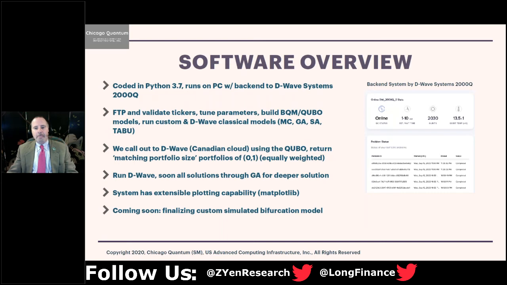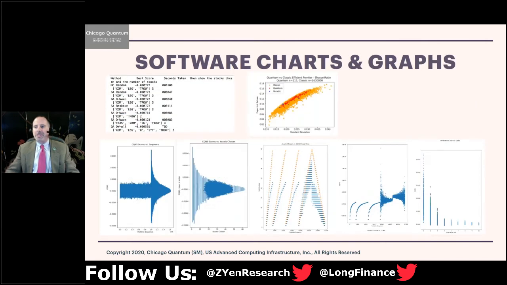And again, we FTP and validate the tickers. We've gone through all this before. The maybe other interest is we're accessing the D-Wave. We don't have one in our data center. We access it through the Canadian cloud. They have a cloud system that they offer. And I think that's it. One more slide, and then we'll open it up for questions.